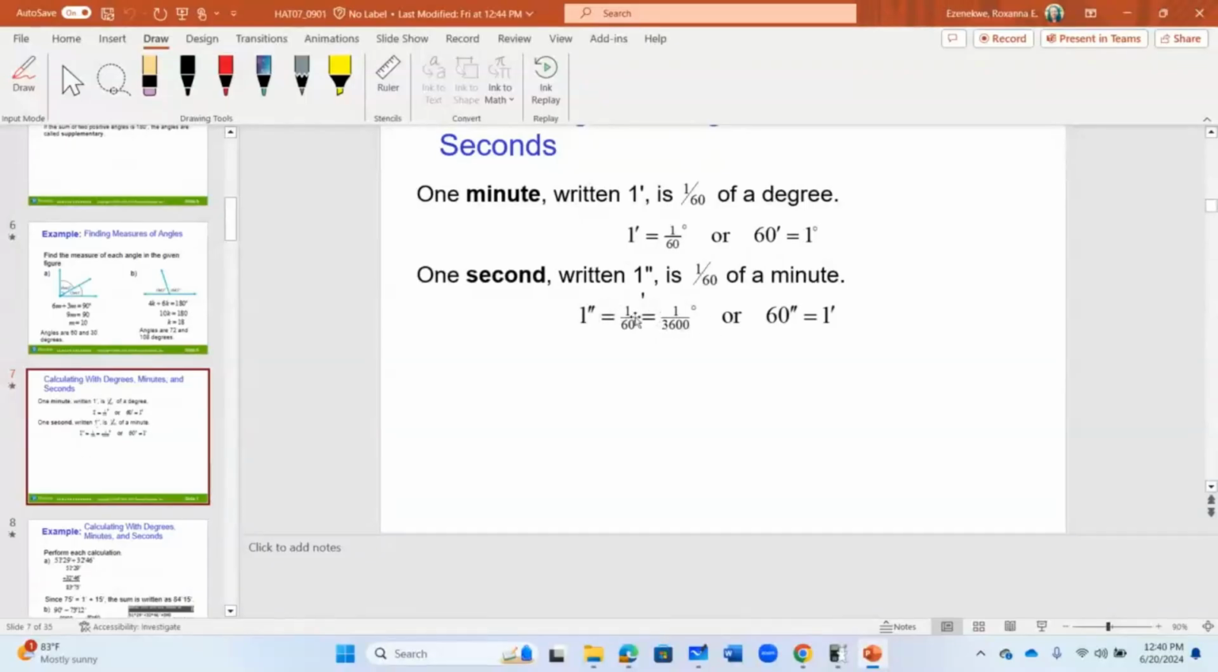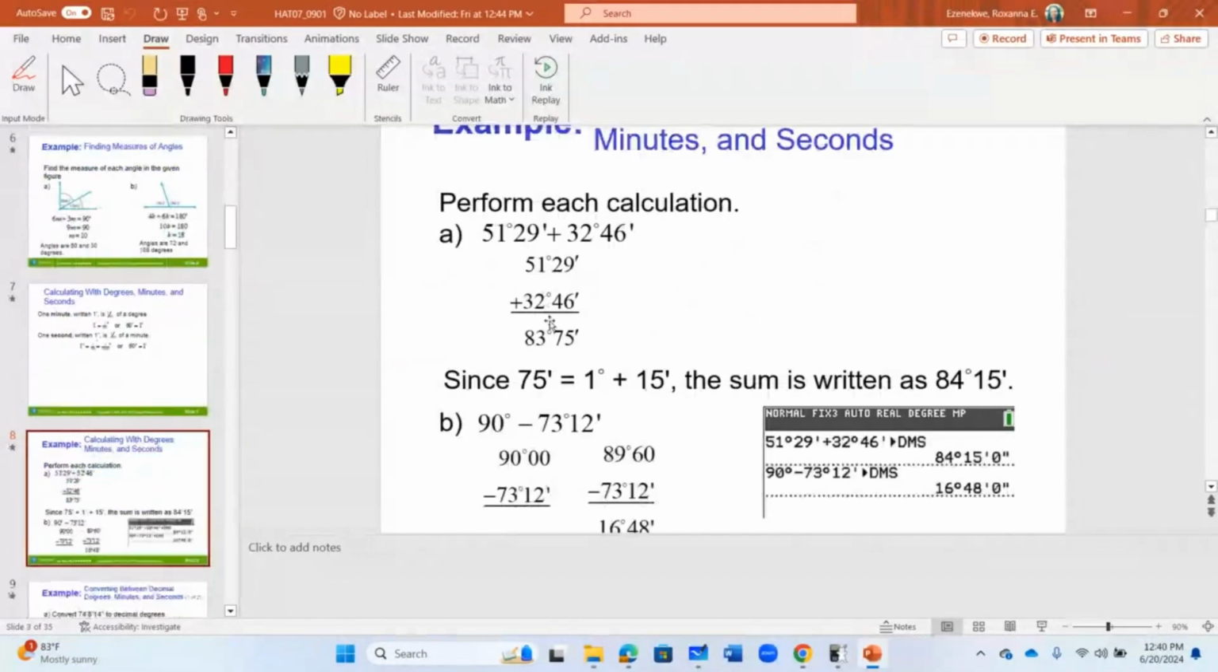There are 3,600 seconds in 1 degree, which means 60 times 60. Okay, and then you will go to some conversions, which you will be able to do. You should do some additions.